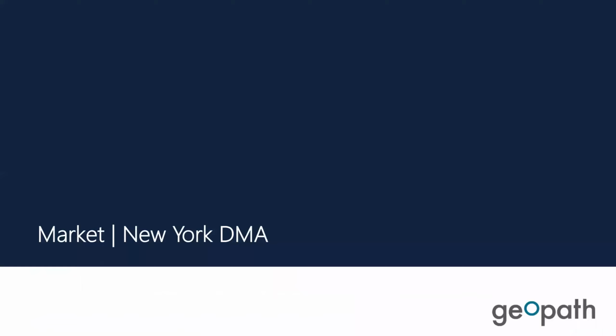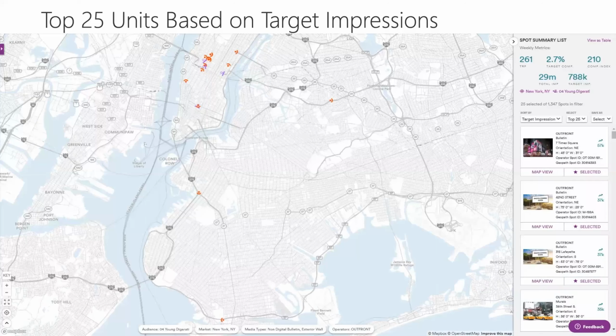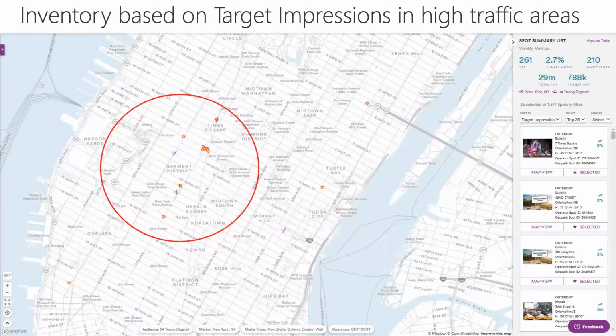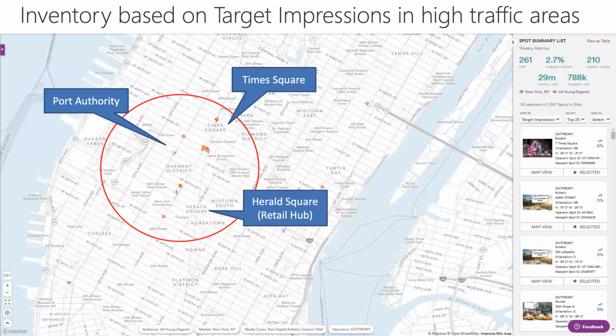Great, cool. So obviously the New York DMA, and we started looking at target impressions first. We pulled the top 25 units based on target impressions, just to see where they are in the market, and as we dig deeper into that, you see where we've highlighted the circle where they're mostly clustering: the Port Authority, Times Square, Herald Square, Penn Station. Any thoughts on that as we were working through pulling this data together?